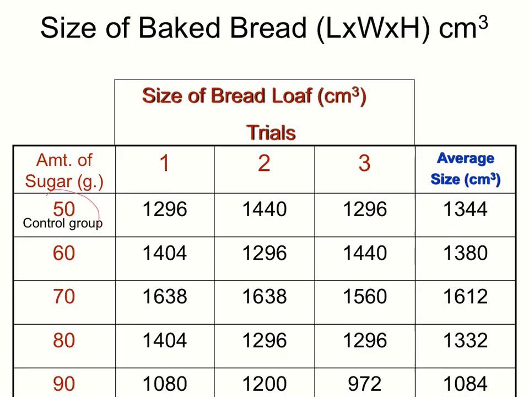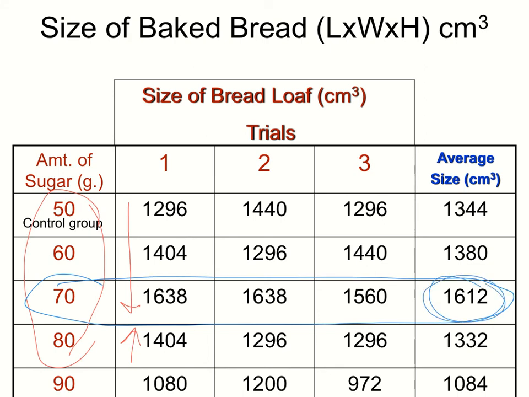When he ends up doing 50 to 80 grams of sugar, he notices that it increases, and then decreases at 80. So it looks like the sweet spot here is 70 grams of sugar. You get, on average, a larger size of bread compared to the other ones. So not only did he figure out Grandma's recipe is good, but he could technically improve it a little bit with an extra 20 grams of sugar in Grandma's recipe to make it bigger, if you want bigger bread.